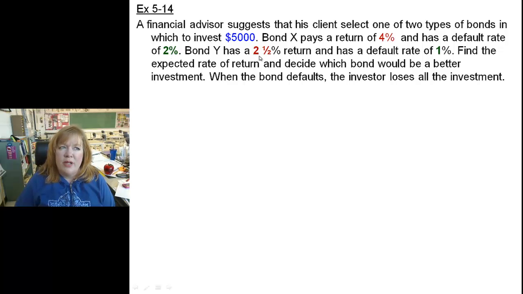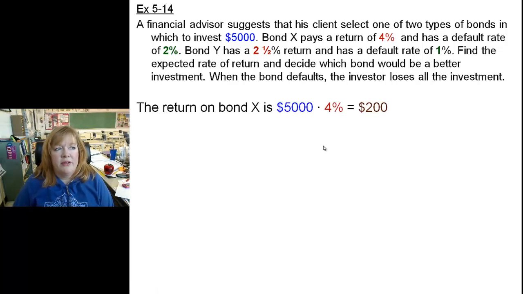Bond Y has a 2.5% return and a default rate of 1%. And if you look, the default rate is half that of this, but the return is almost half as well. So you're going to try to say which is the better investment. And to do this, you're going to figure out the expected value.